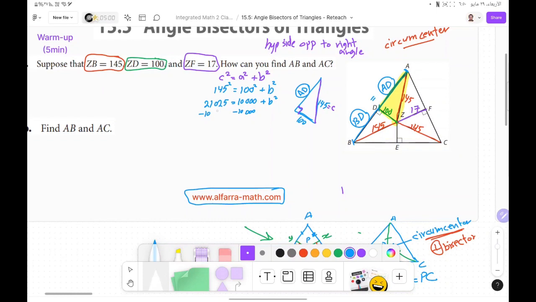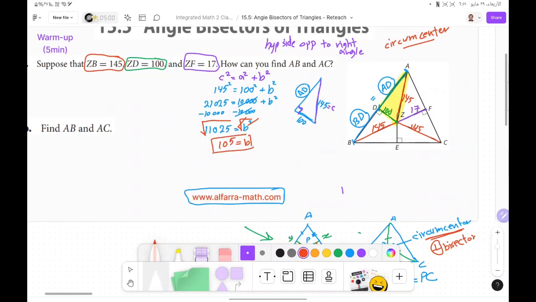10,000 minus 10,000, so we cancel these out. So B squared is equal to 21,025 minus 10,000, which is equal to 11,025. Now what should I do? What do you think I should do here? I have to take the square root of both sides. So the square root of 11,025 is equal to B, we remove the square now. The square cancels the square root. So B is equal to 105.